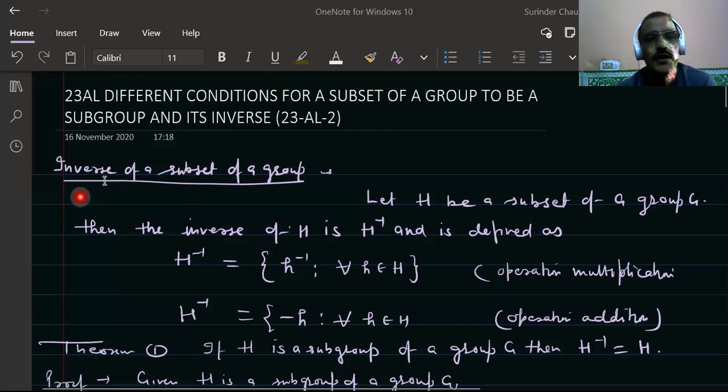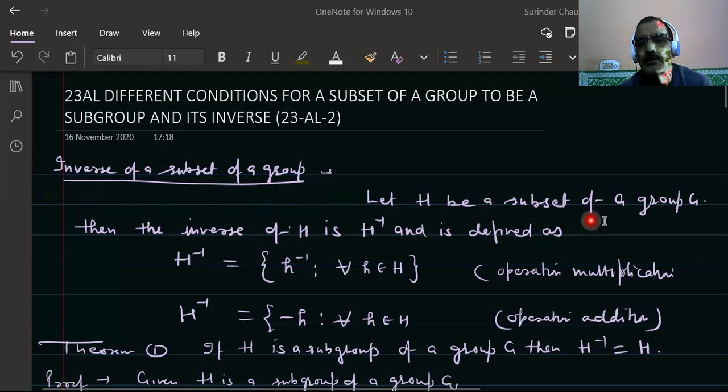Hello students, in this lecture we will discuss what will be the inverse of a subset of a group and will derive theorems based on a subgroup of a group to be a subgroup. So let us first of all define the inverse of a subset of a group.